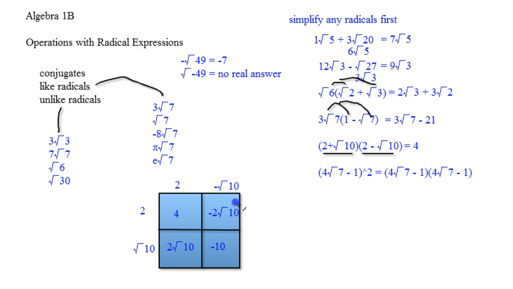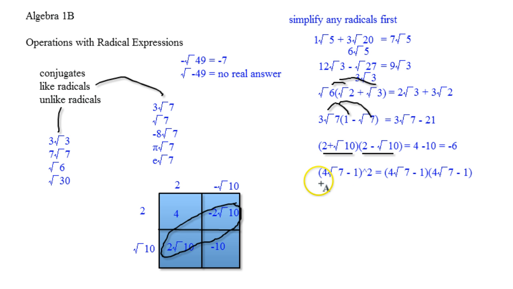Now here's the cool thing. These two are both the same except opposite signs, so they just cancel out. So what am I left with in this problem? I'm actually left with 4 minus 10, which equals negative 6. So I took something that was really complicated and simplified it down to one number.